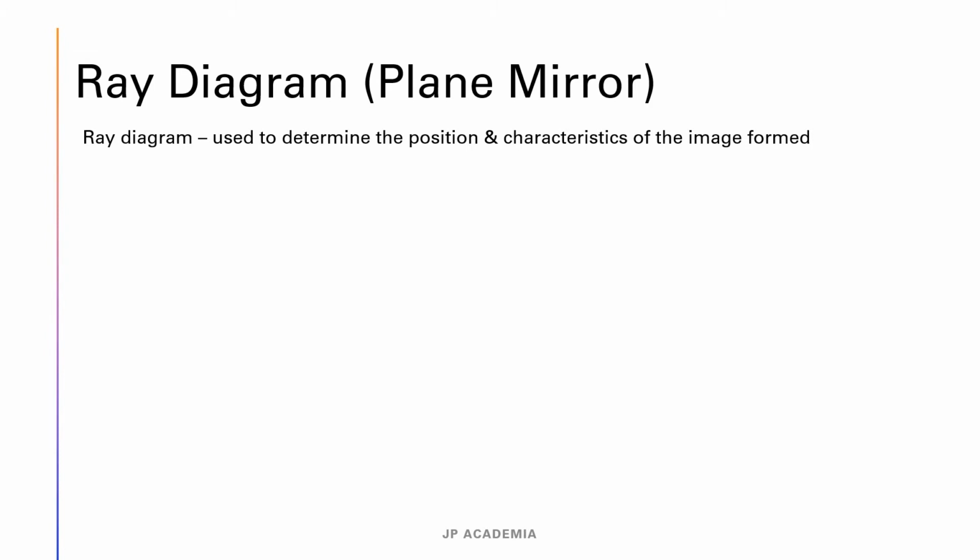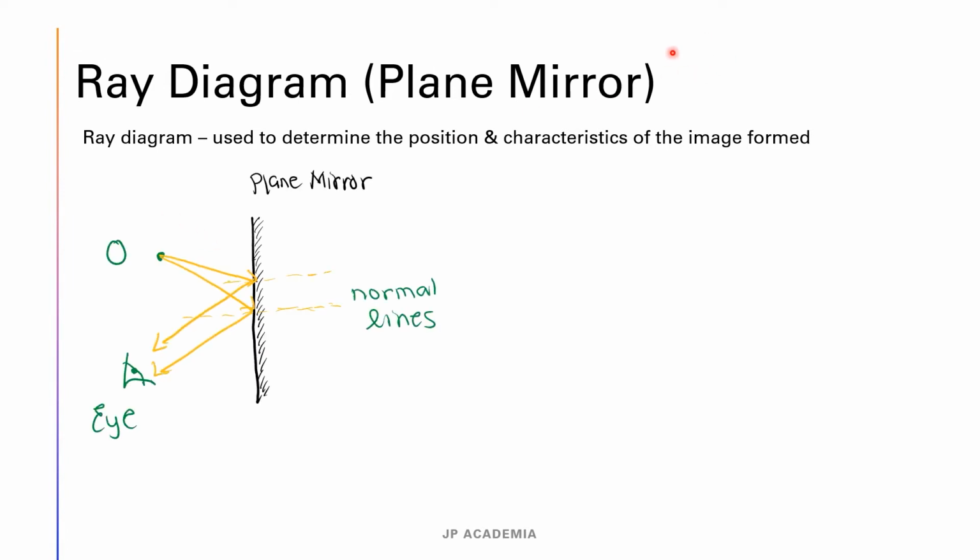So next, if we want to find the position and characteristic of the formed image, which can be its size and orientation relative to the object, we can use the ray diagram. For mirrors, it is drawn based off the law of reflection. I have here an illustration specific for a plane mirror.